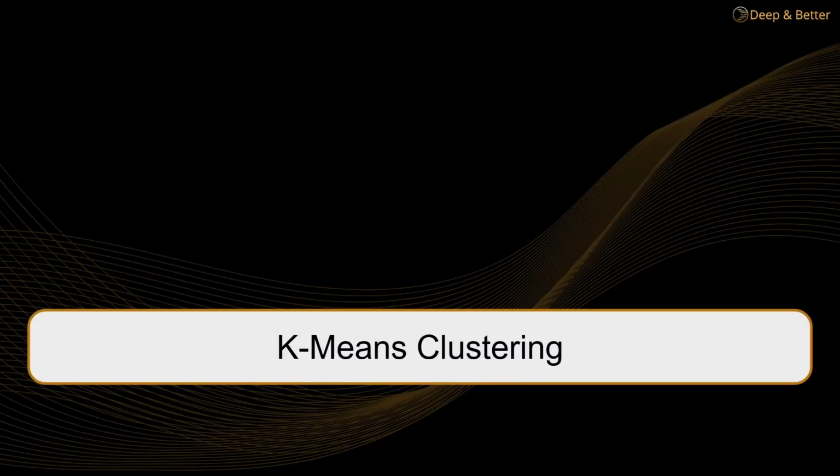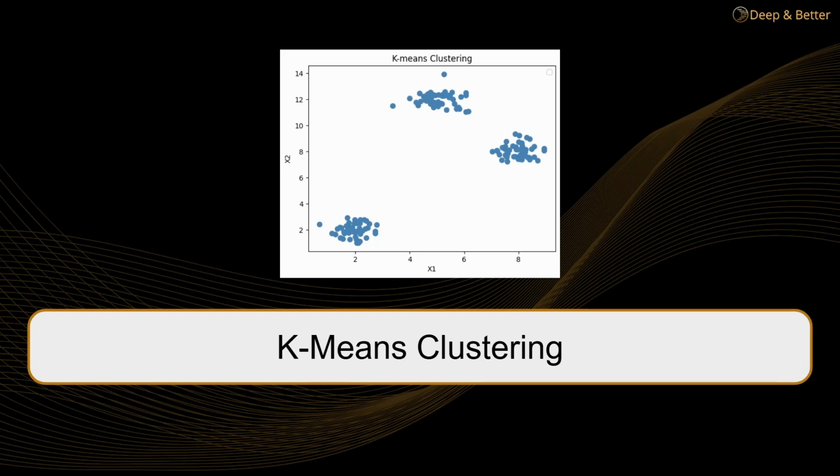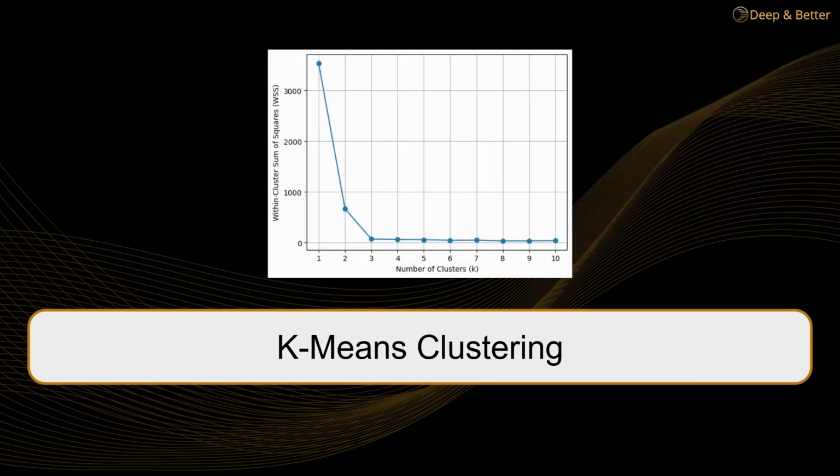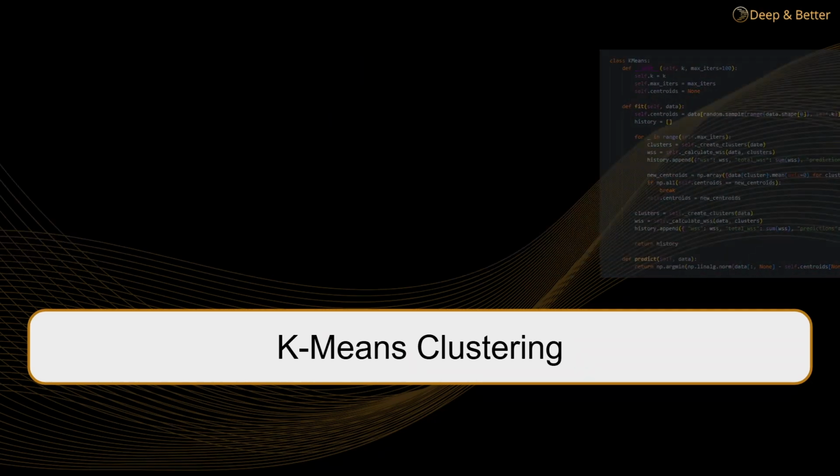K-means clustering is an unsupervised machine learning algorithm. Today, we will discuss its principle of operation using Python. We'll uncover the hidden categories within a dataset and explain how to determine their optimal number. Finally, we'll go through its implementation step by step. Let's begin.